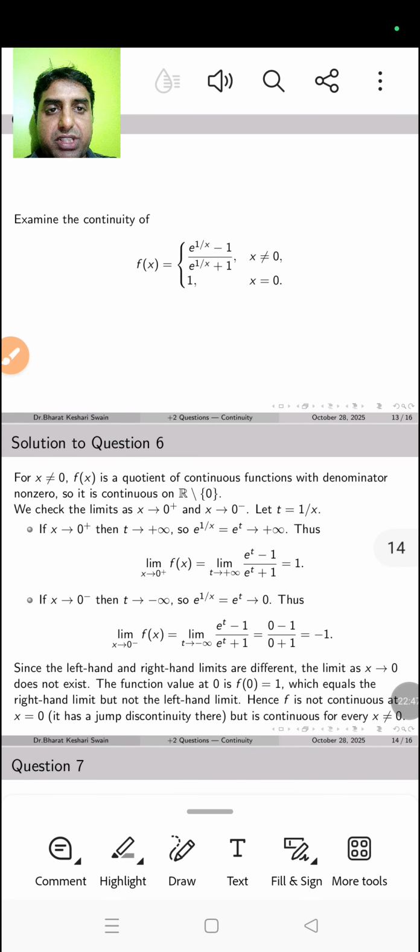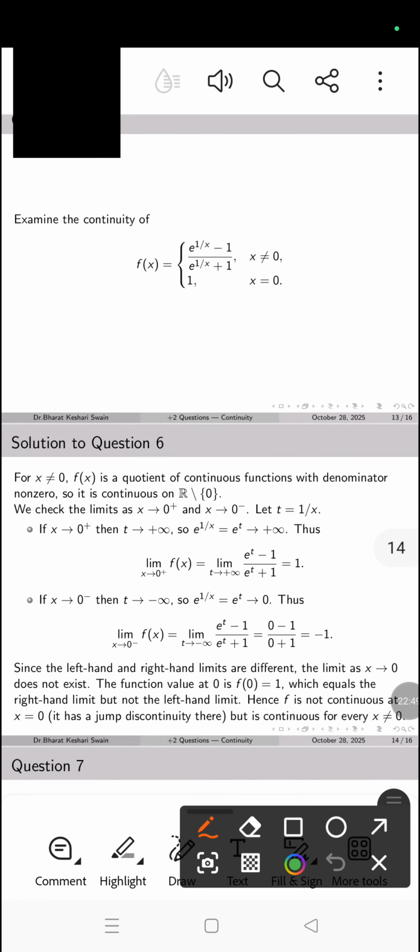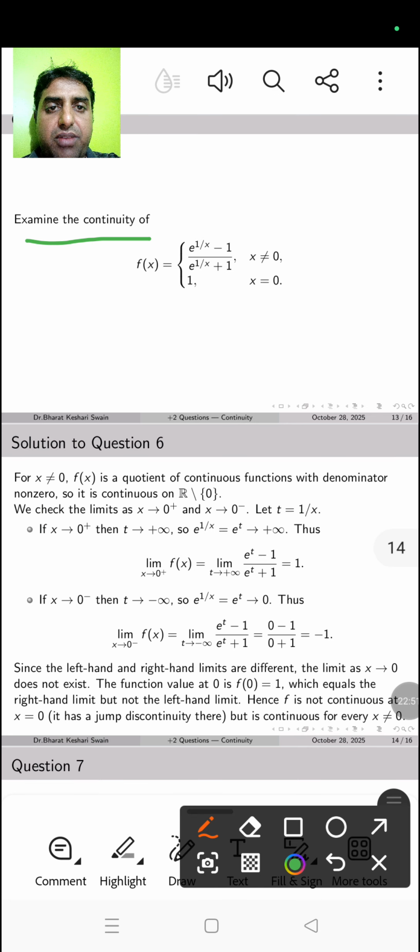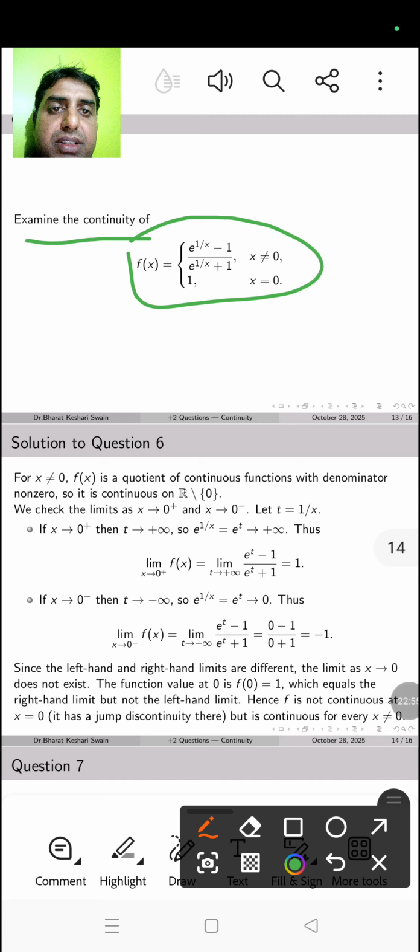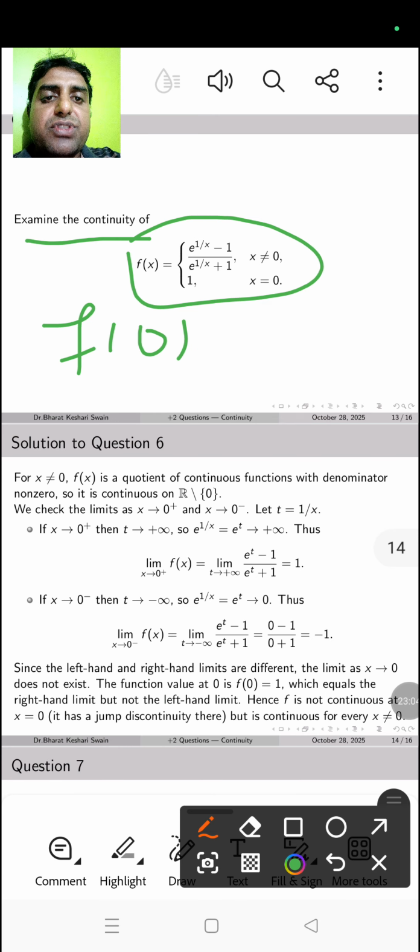This is our question number 6. Examine the continuity of this function. So continuity means we know that limiting value must be equal to functional value. First, you can see here functional value is what? At 0, f(0) is equal to 1.